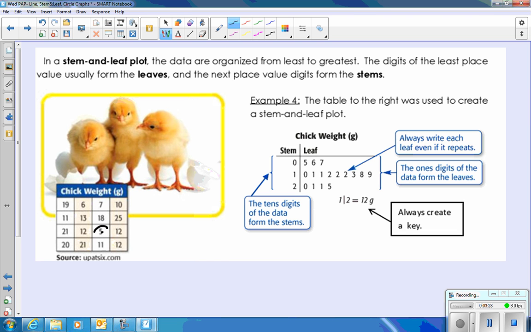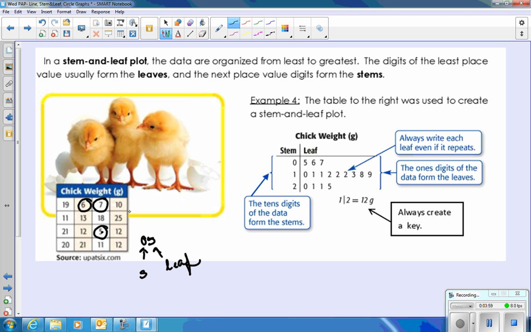So my smallest number is 5. Now, because most of these have a tens place, this is the same thing as 0, 5. So this is going to be my stem, and this is going to be my leaf. So the 0 is my stem, and these are all my leaves that have that stem. So 5, 0, 6, 7, and then that's all my single digits.